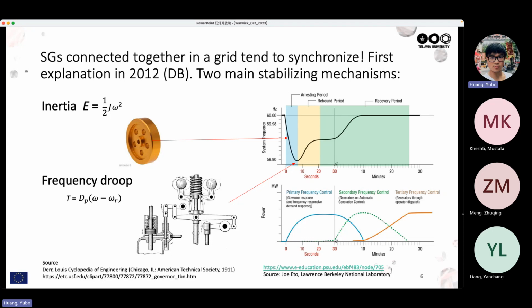And these events can trigger oscillations which are damped. If your system is stable, they are there, but as you lose inertia and you lose droop, they are less and less damped. And at some stage, you really reach the situation where they are not damped at all, and the system becomes unstable.